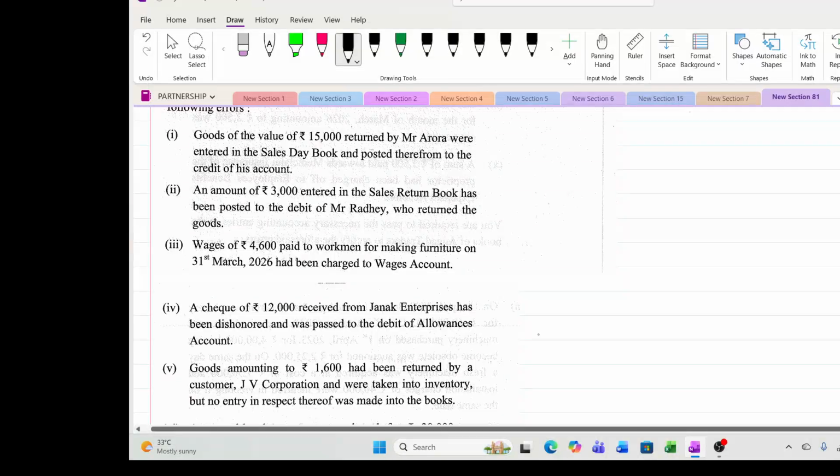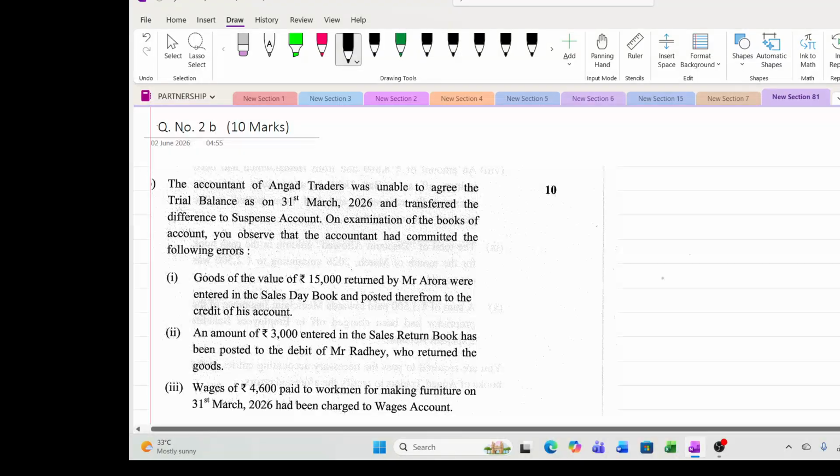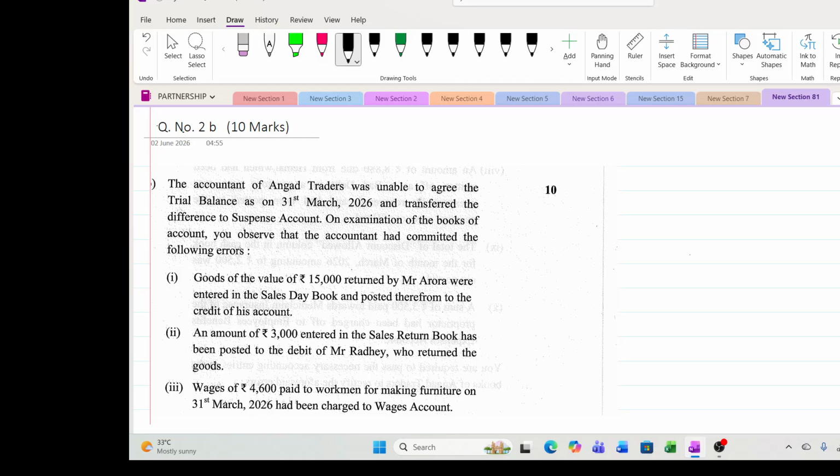This is Geeta. Today we are going to see question number 2B of 10 marks. The accountant of Angat traders was unable to agree the trial balance, so they transferred the differential amount to suspense account. Now before preparing the final accounts, they found some errors, so they have asked you to rectify the errors.